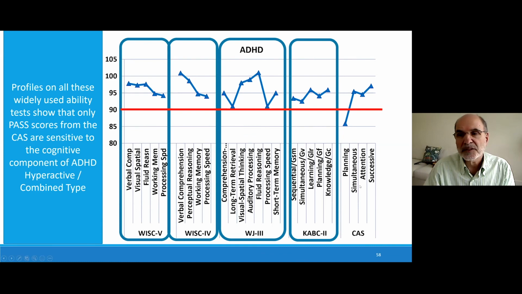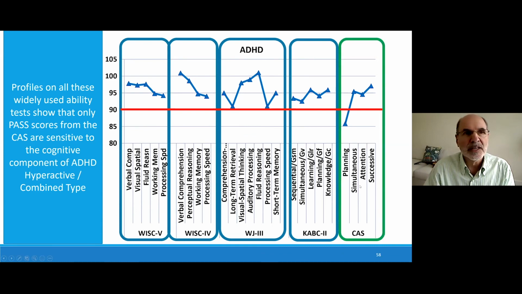But look at the CAS. You get a very distinct profile. So if the KBC really measures planning, you shouldn't have this score here, but you do. Because look how low this score is for kids who have ADHD. This is a collection of research studies, not just one study. So clearly the CAS is detecting the failure to control part of ADHD.